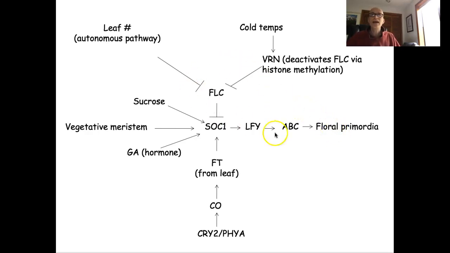And with that, you have multiple pathways from light through photoreceptors, temperature through epigenetic regulation of FLC, metabolic pathways that are indicating the metabolic state, and hormones, all converging on this major regulator SOC1 that together with all the inputs from all the different pathways will then determine when there's enough SOC1 activity that will lead to the activity of this intermediate leafy, and then the ABC floral homeotic genes that we discussed that will then lead to flowering.